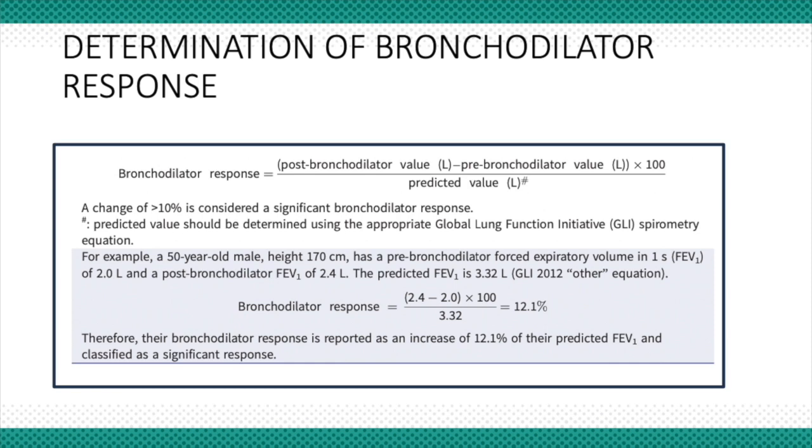This is how we calculate bronchodilator responsiveness. We take the post-bronchodilator value minus the pre-bronchodilator value, divided by the predicted value, and multiply by 100. We'll be doing this example in our next video with a spirometry report. And this is an example given. If the post-bronchodilator value was 2.4 and the pre was 2, and you expected the lower limit of normal as 3.32, then this patient will have a 12% change in bronchodilator response, which is a significant response.